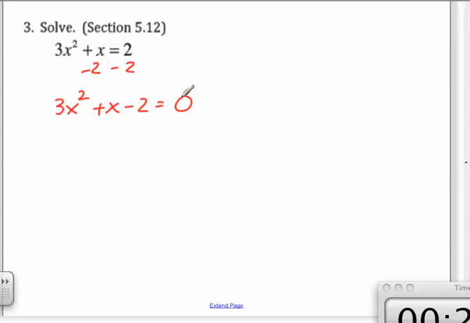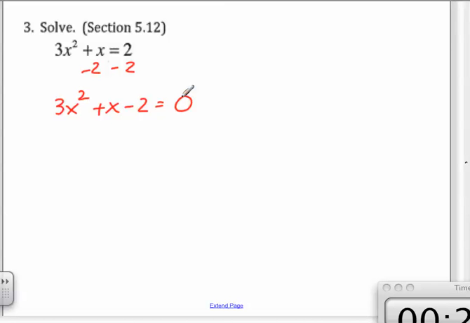But let me ask you this. Is there anything that I can take out? No. Do I have 2 terms? No. It's not the difference of 2 squares, okay? So it's 3 terms. Is there anything in front of the x squared? Yeah. So what do I use to solve it here? Ben? The quadratic formula.